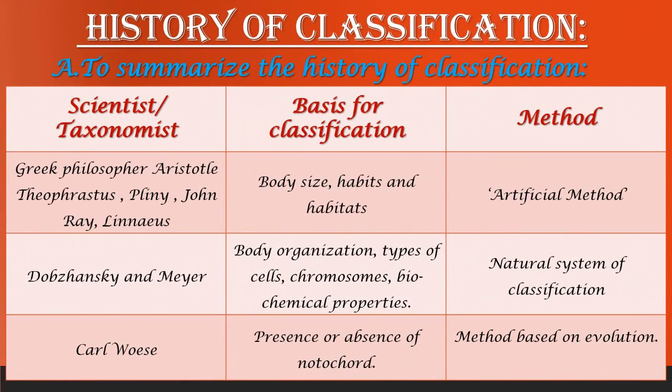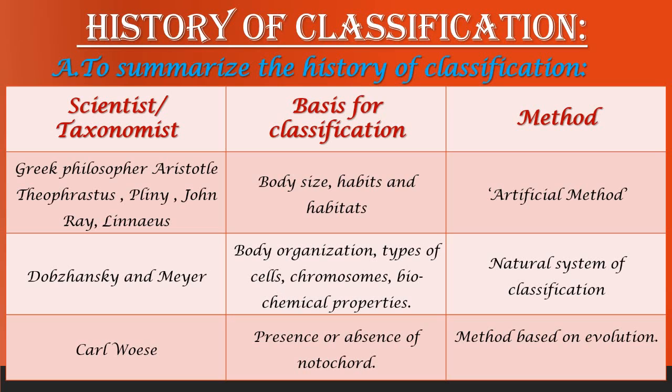Students, now let us understand the history of classification. Before that, we will summarize the history of classification. From time to time, different scientists have tried to classify the animals. The Greek philosopher Aristotle was the first to perform animal classification. Aristotle classified the animals according to criteria like body size, habits, and habitats. Further, as per new developments in science, references were changed and thereby the criteria of animal classification too.